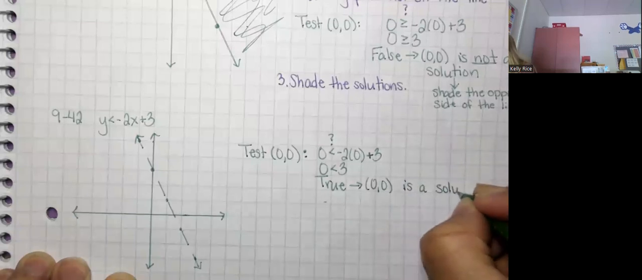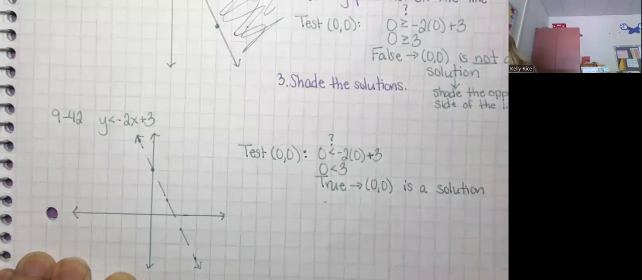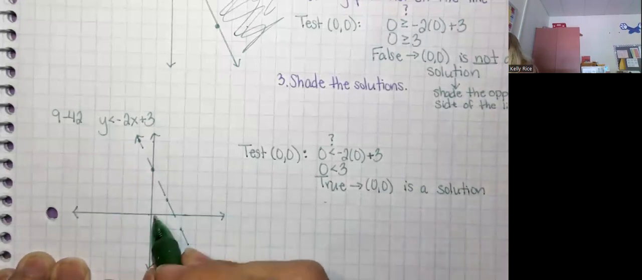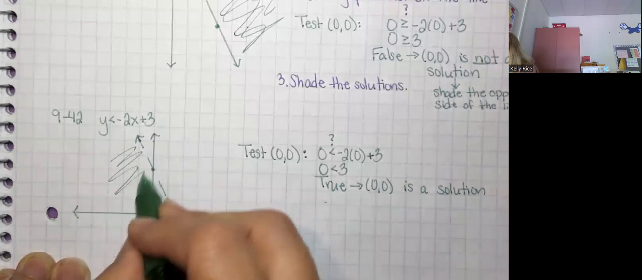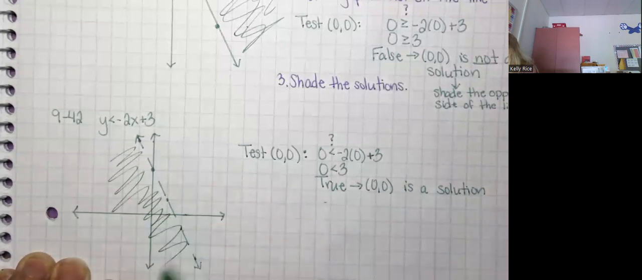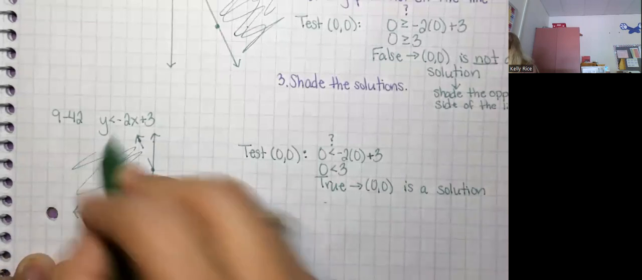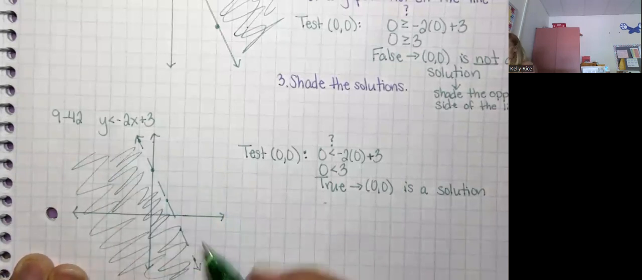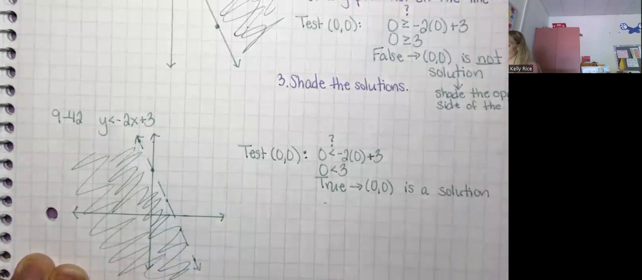So do we shade where 0, 0 is or the other side of the line? Where 0, 0 is. So 0, 0 is down here. So I shade everything on this side of the line. Do not cross that boundary line. You can cross your X and Y axes. You just can't cross this line.